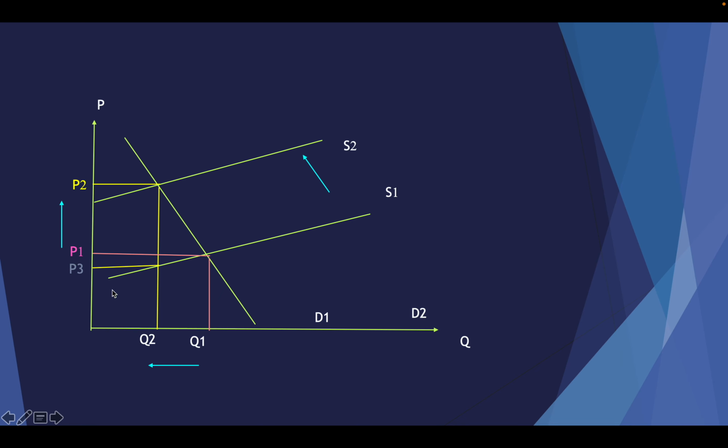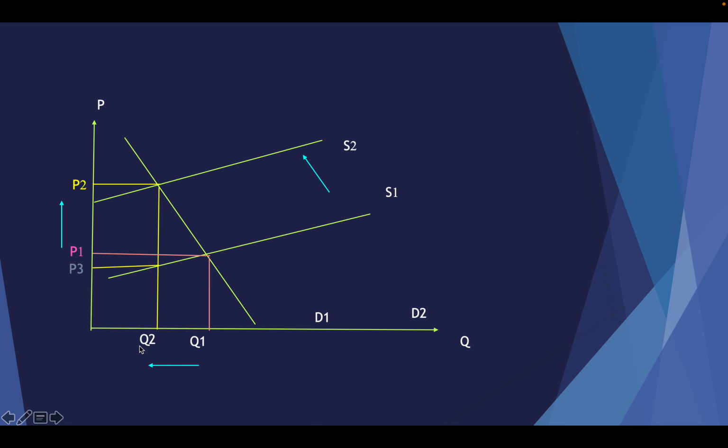So children, this is the very elastic supply curve and very inelastic demand curve, and the equilibrium is here, P1 and Q1. Then you know this is the tax. The supply curve shifts leftward and the new equilibrium price is P2 and the quantity is Q2.